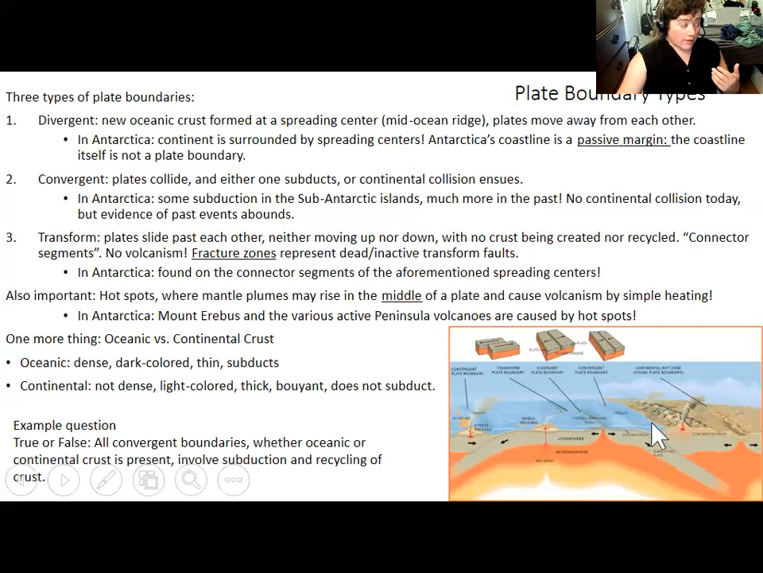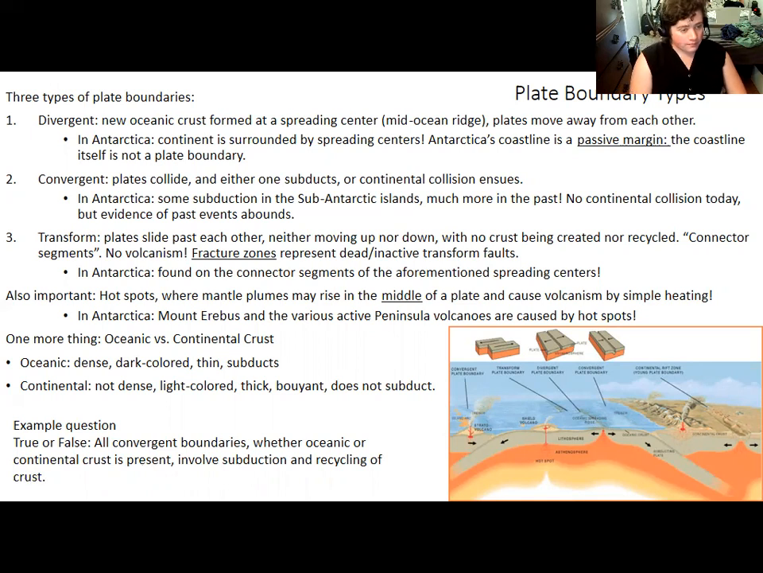Now, this diagram doesn't show it, but if you have two plates that are made of continental crust colliding, you get mountain building. You get a situation like we have in the Himalayas presently. And we have had many episodes of continental collision in Antarctica in the past that we talked about in lecture 6 a fair bit, when I talked about the building of Antarctica and how strips of crust were rafted and collided onto the pre-existing crust until Antarctica reached about its present size.